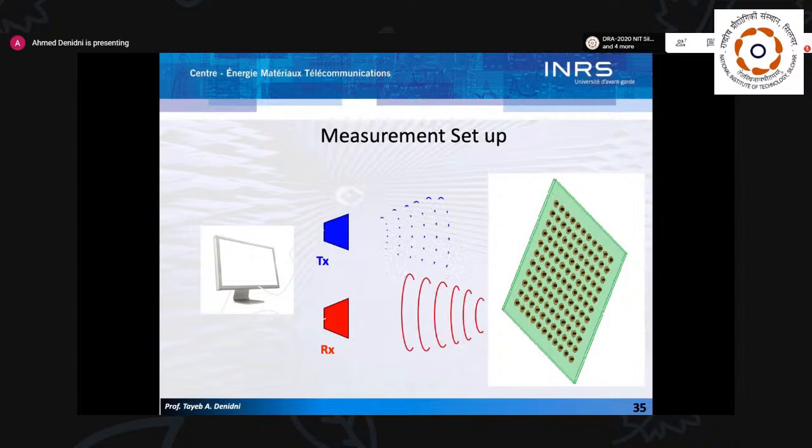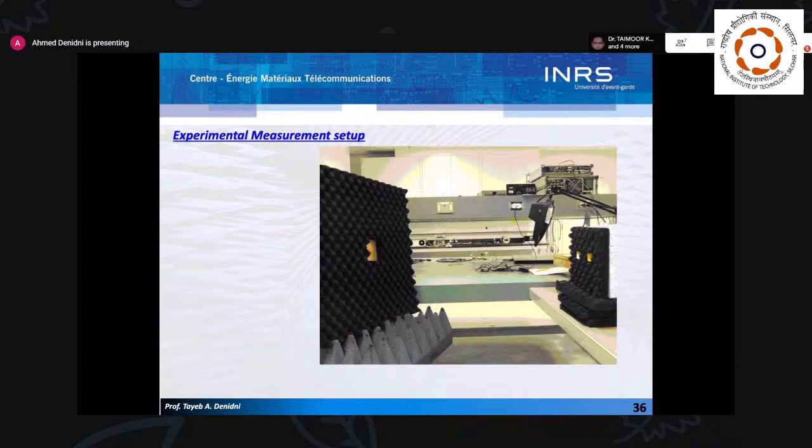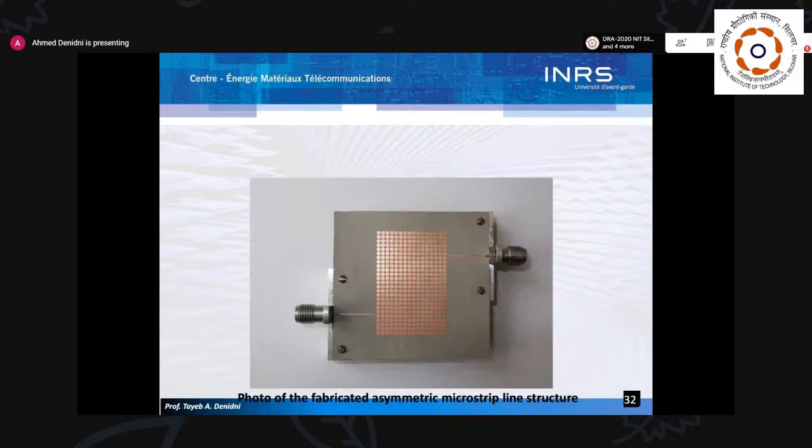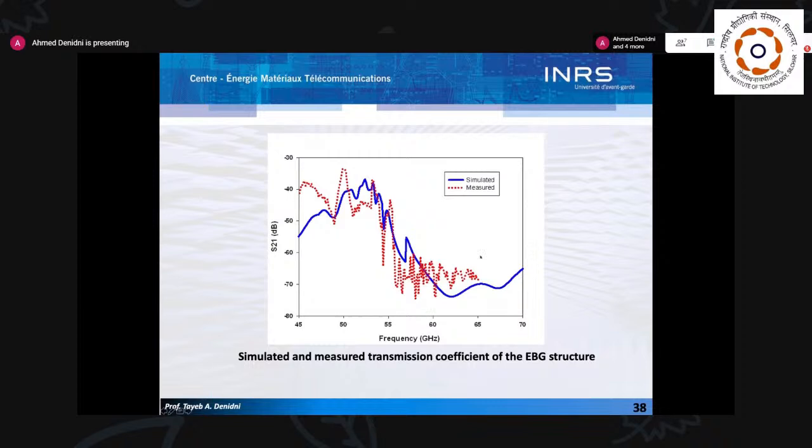Here, the real measurement, we can see these two antennas, the structure is here, and these two antennas are connected to the network analyzer to measure the S parameters, and from these S parameters we determine the reflection coefficient, and we can characterize this EBG structure. Here, we built and fabricated this EBG structure at millimeter wave, and we can see the structure and here the input and the output, and we do the measurement. We come up with these results.